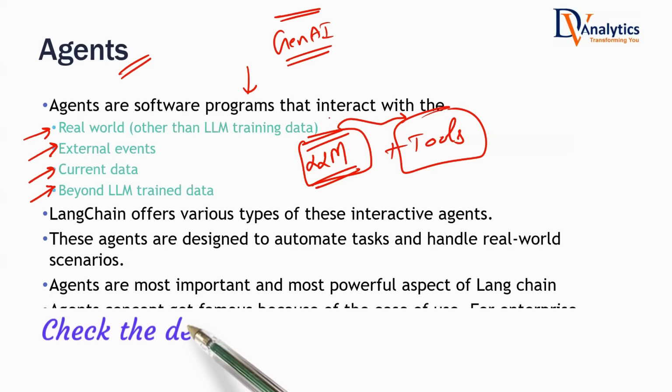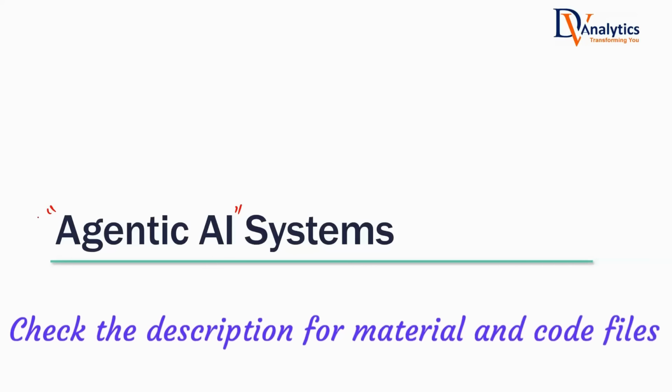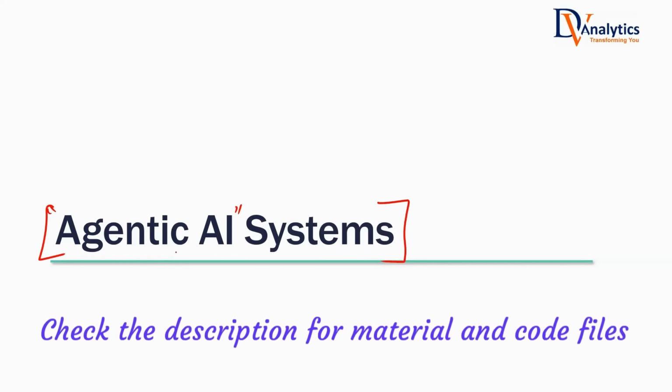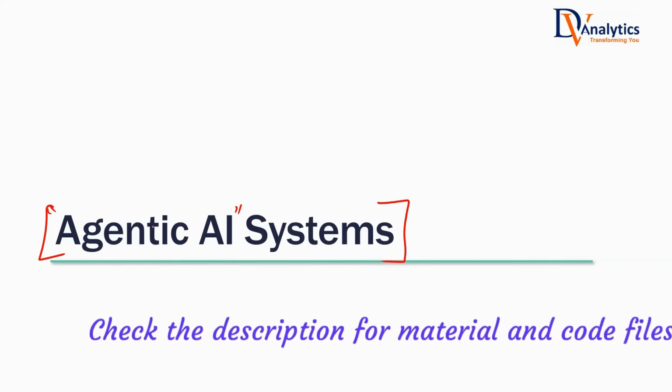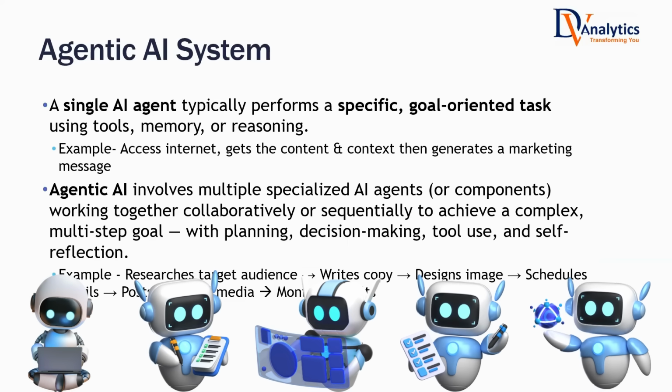Now, what is an Agentic AI system? Right now, the term is Agentic AI, but if you ask me what the right term should be, it is Agentic AI system. What is an Agentic AI system? If you take multiple such AI agents, and you're trying to do a very vast task, to achieve something very big by splitting the whole task into subtasks, that is an Agentic AI system. A single AI agent typically performs a specific goal-oriented task. Agentic AI involves multiple specialized agents or components working together.